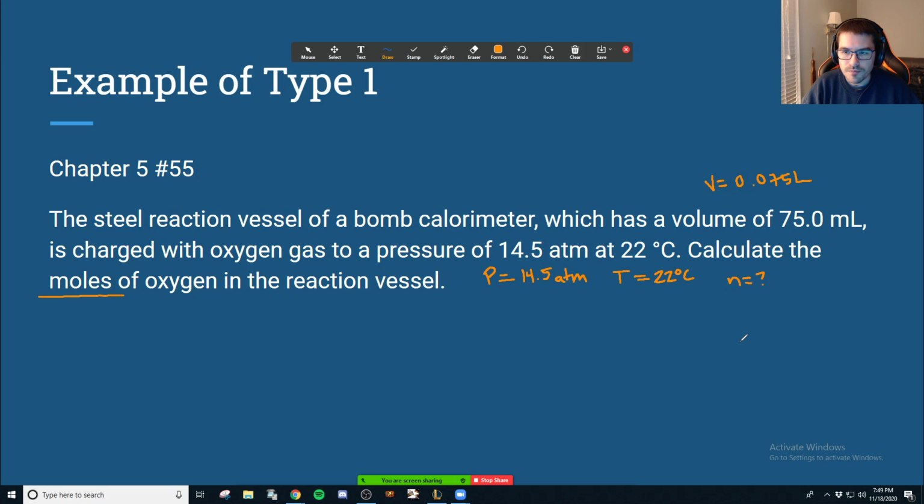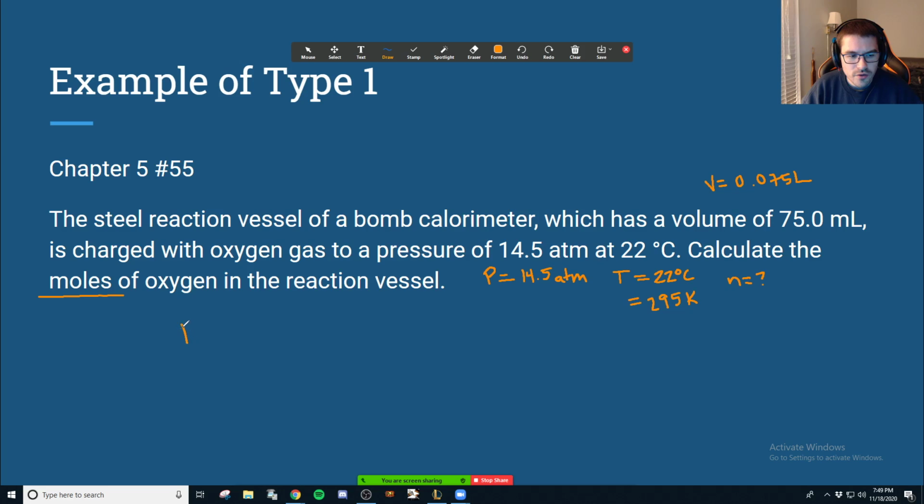Now, let's take a look at my units. I have liters, atmospheres, degrees Celsius. So I need to convert this to Kelvin. Once again, if you have degrees Celsius, all you have to do is add 273. So this is going to be 295 Kelvin. Let me make sure that's right. Yeah, 295 Kelvin.